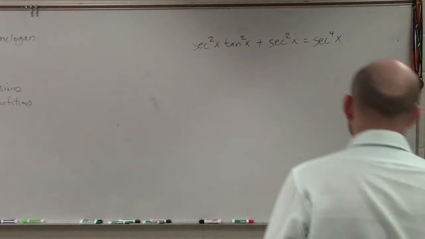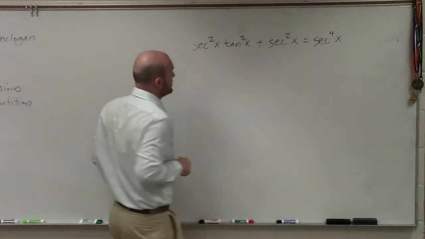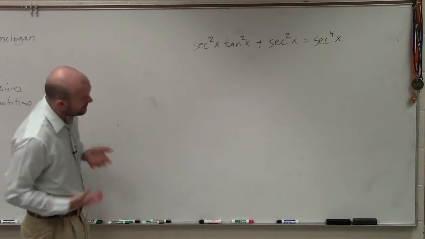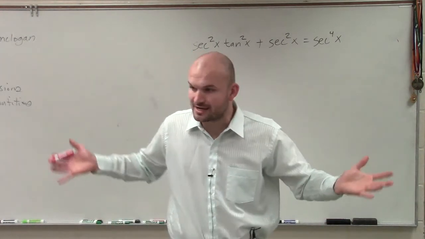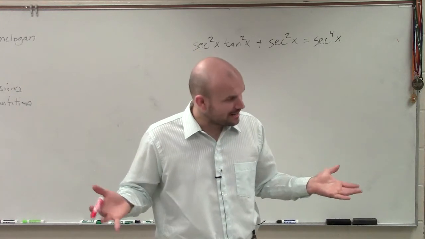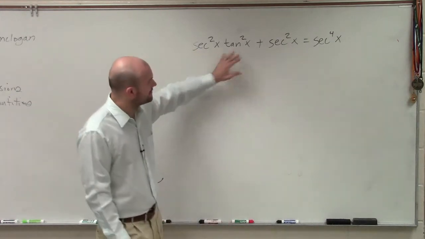So in this example, ladies and gentlemen, what we have is secant squared of x times tangent squared of x plus secant squared of x equals secant to the fourth x. Now remember, the first step I said is to pick a side, usually the most complicated, to go and work on. The left. So let's work on the left-hand side.